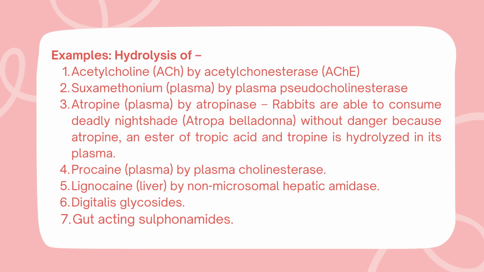Here are some examples of drugs that undergo hydrolysis. Number 1, acetylcholine. This is broken down by the enzyme acetylcholinesterase. Number 2, succinylcholine, metabolized in the plasma by pseudocholinesterase. Atropine is hydrolyzed in the plasma by atropinase, which is why rabbits can safely consume the plant Atropa belladonna. Other examples include procaine, which is metabolized by plasma cholinesterase, and lignocaine, which is broken down by non-microsomal hepatic amidase.